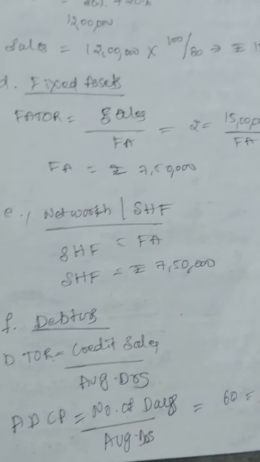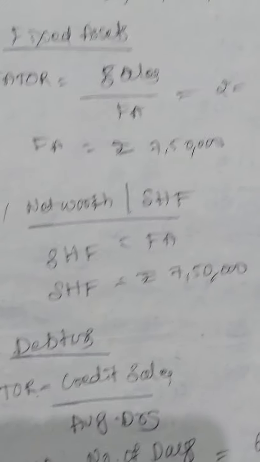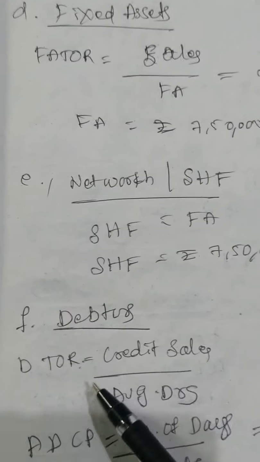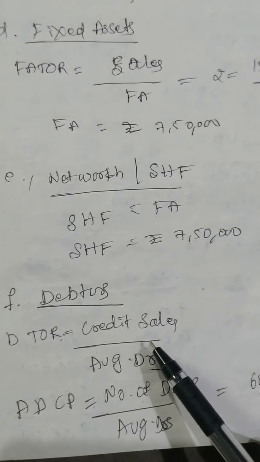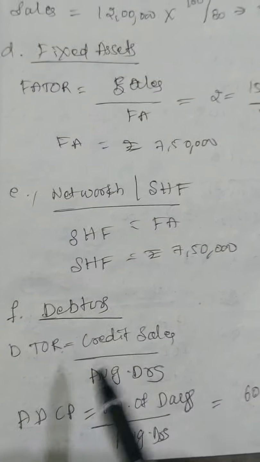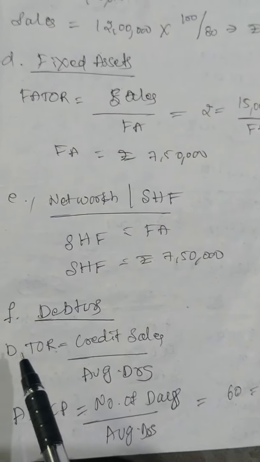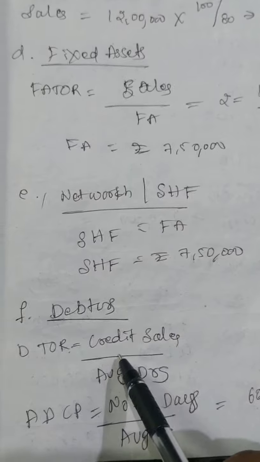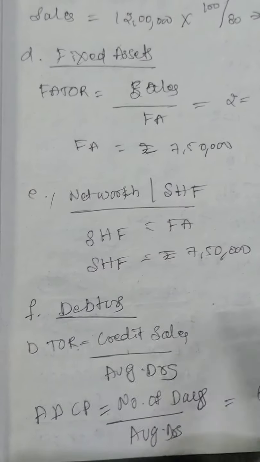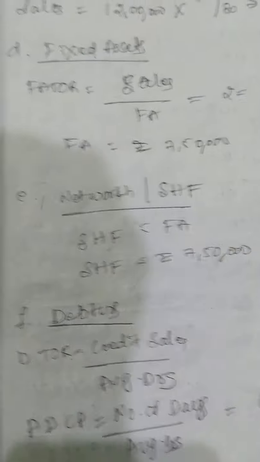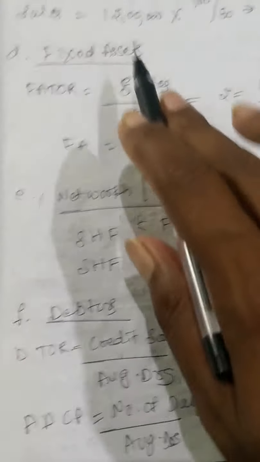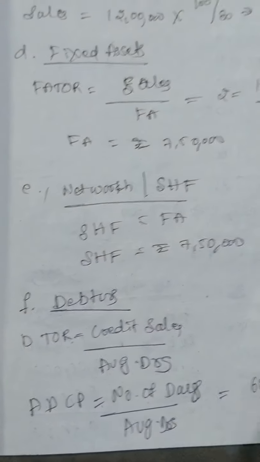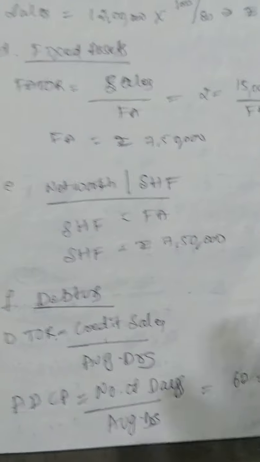Next, debtors. They have given the collection period, right? With the help of this we can calculate, that is debtors turnover ratio equals credit sales divided by average debtors, but we don't know anything. First we need to identify, but here there is no information regarding credit sales. So when there is no information, assume full sales as credit sales. So total sales is 15 lakh, so assume 15 lakh is your credit sales.